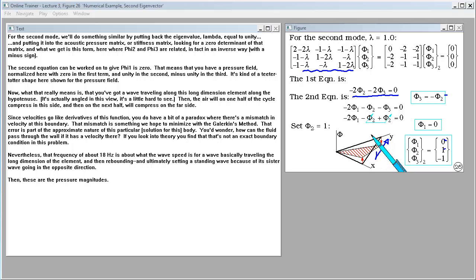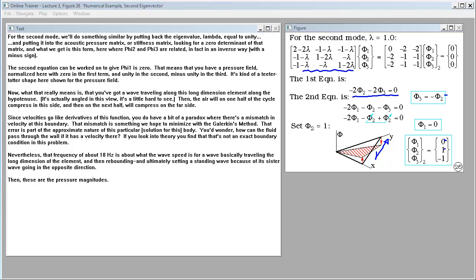Since velocities go like derivatives of this function, you do have a bit of a paradox where there's a mismatch in velocity at this boundary. And that mismatch is something that we've hoped to minimize with the Galerkin method. That error is a part of the approximate nature of this particular body. You'd wonder how can the fluid pass through the wall if it has a velocity there, but if you look into the theory, you find that that's not an exact boundary condition in this problem.